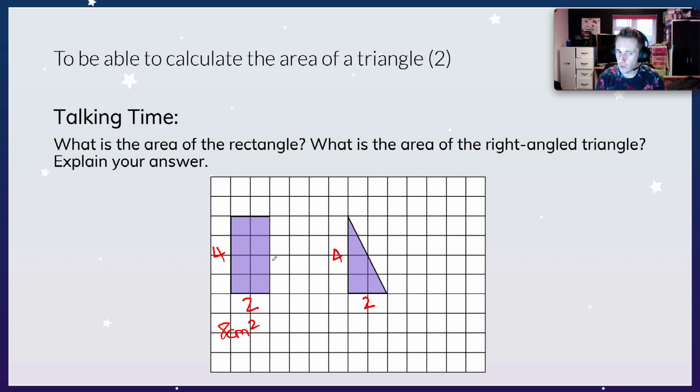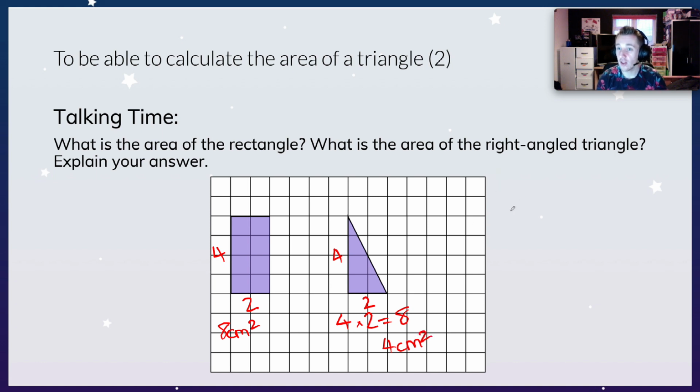But is this taking up as much room as this? No. It's taking up half as much, because half of a rectangle is a right angle triangle. So we are still going to do the 4 times 2, which would give us 8. But because we're doing a right angle triangle, we're then going to take that 8 and halve it. So the answer would be 4 centimetres squared.